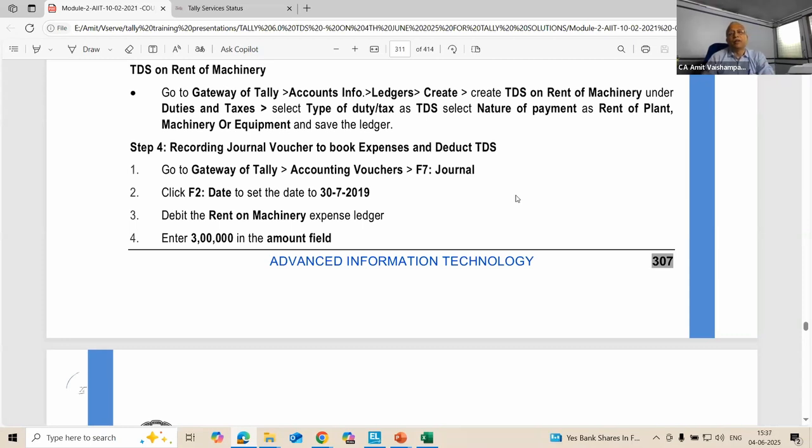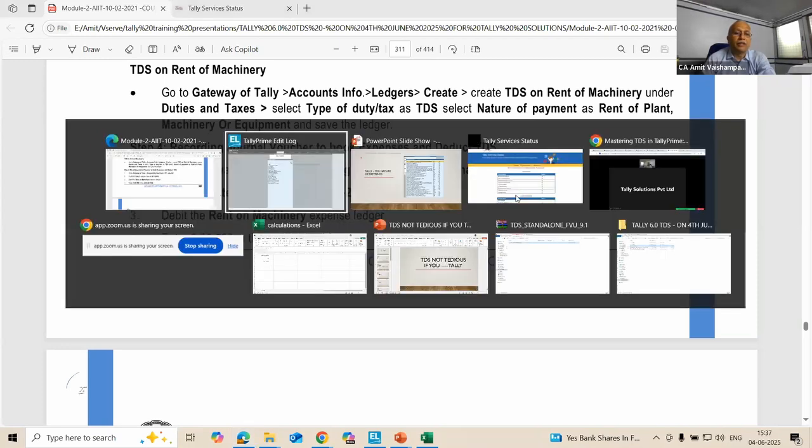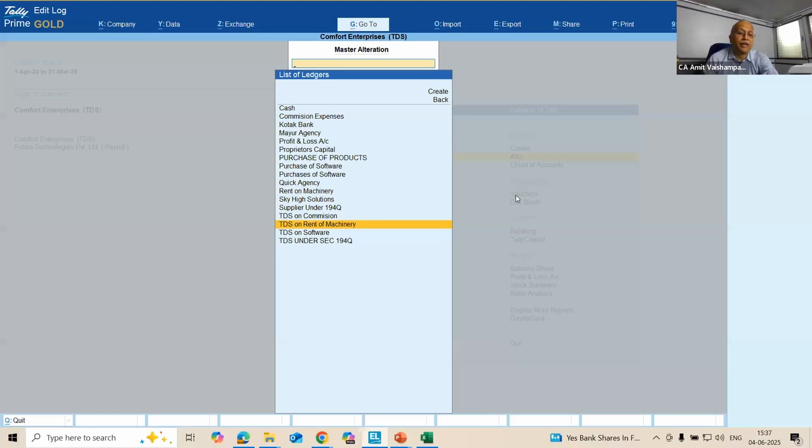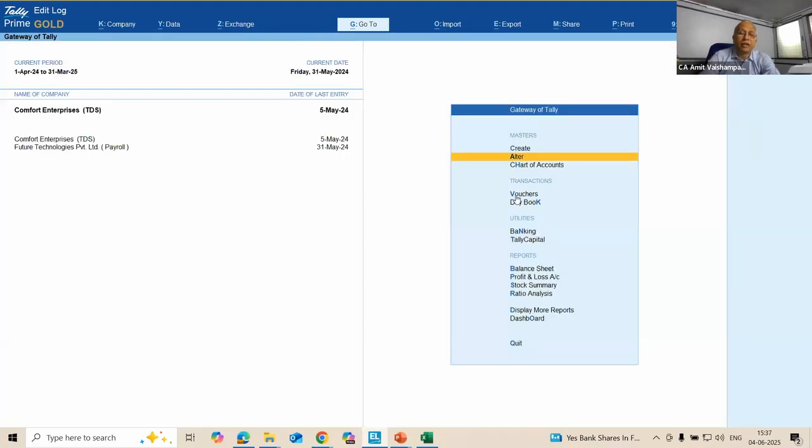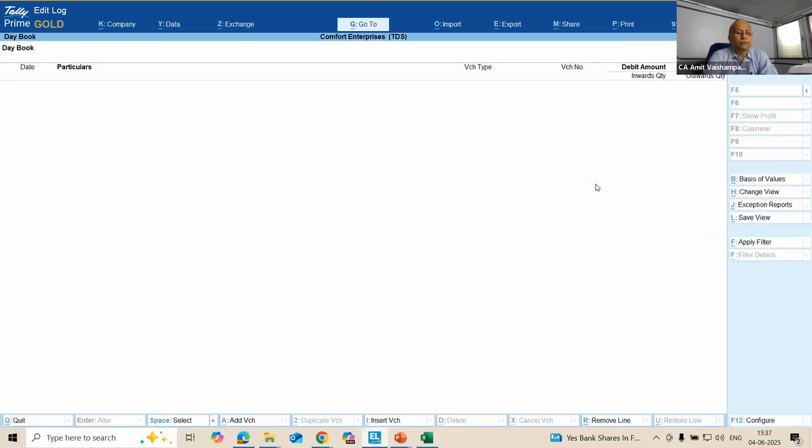Journal is a type of transaction with which you can debit or credit any ledger. So I normally suggest to avoid journal. It is better to use a purchase entry rather than a journal entry. So once we have created these basic ledgers, we can pass a transaction. I have already passed the transaction. I'll just open the transaction and show it to you.